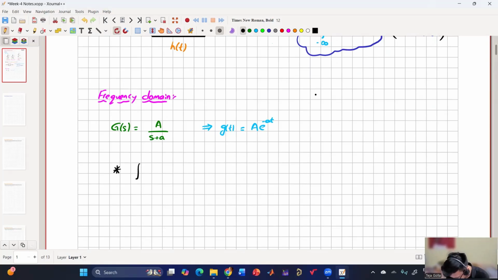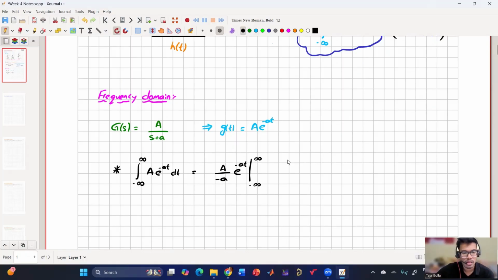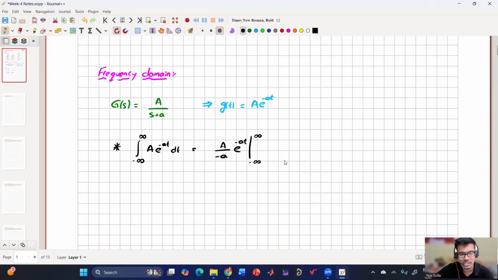So the integral from minus infinity to infinity of a into e to the power minus a t dt. If I consider this, I'll get a by minus a into e to the power minus a t from minus infinity to infinity. Yes, if I consider here, I can consider two cases.